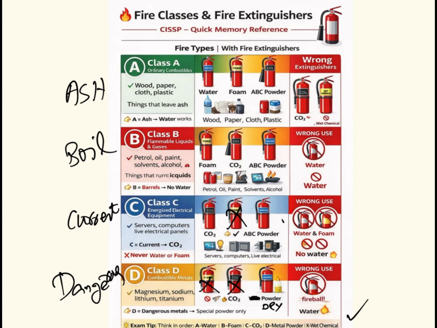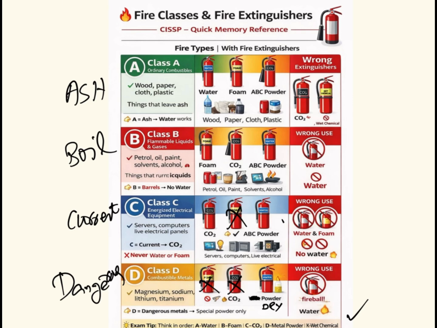Another important thing that we all know is that three things are important for fire: heat, fuel, and oxygen. Extinguishers work by removing at least one of these: heat, fuel, or oxygen. I think that would be sufficient for the CISSP exam. We need to know the fire types as well as the fire extinguishers.